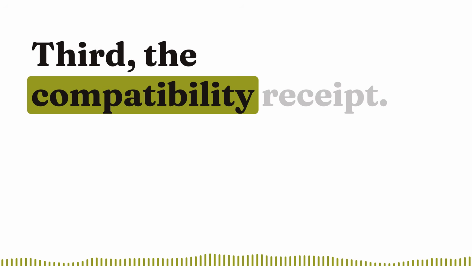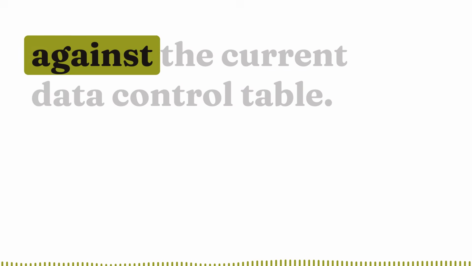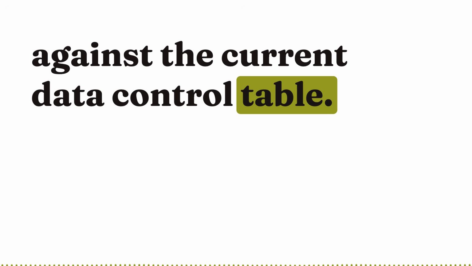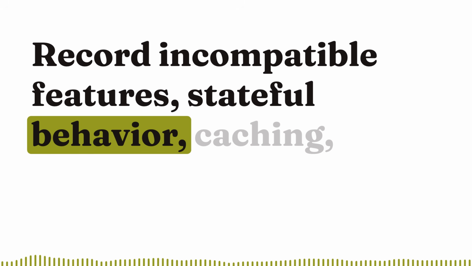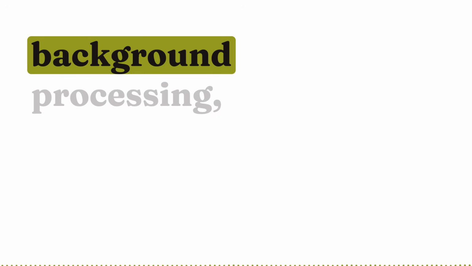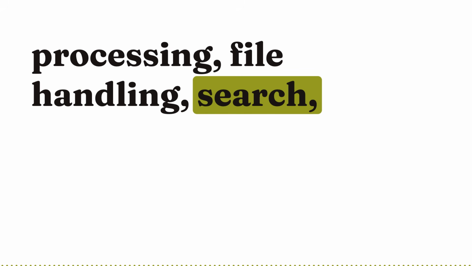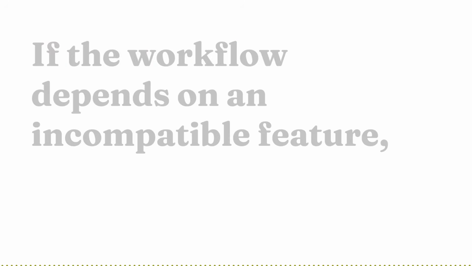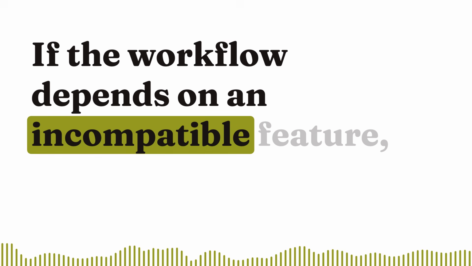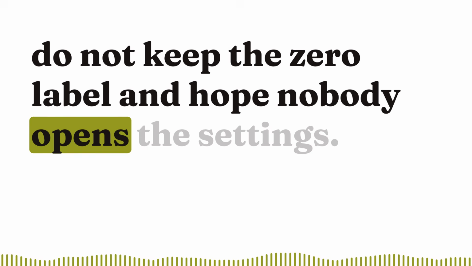Third, the compatibility receipt. Check every endpoint and tool against the current data control table. Record incompatible features, stateful behavior, caching, background processing, file handling, search, code execution, and external services. Decision rule. If the workflow depends on an incompatible feature, do not keep the 0 label and hope nobody opens the settings.